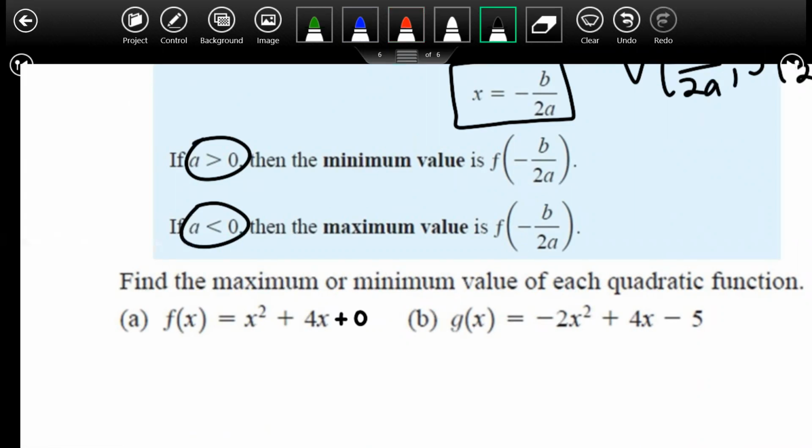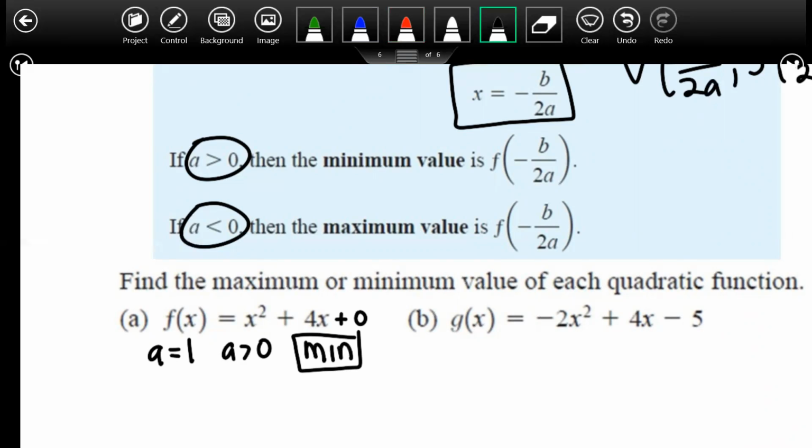What is my a for my first one? 1. Since a is equal to 1, is that greater than 0 or less than 0? So do I have a max or min? Min. It's a min. First off, we have a min. Done. That's half of your question. Good job. It's half of your points right there. Look at you go.